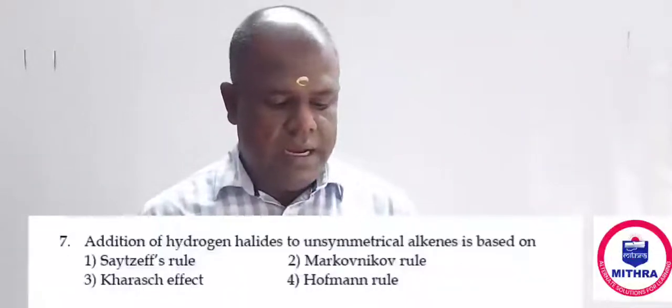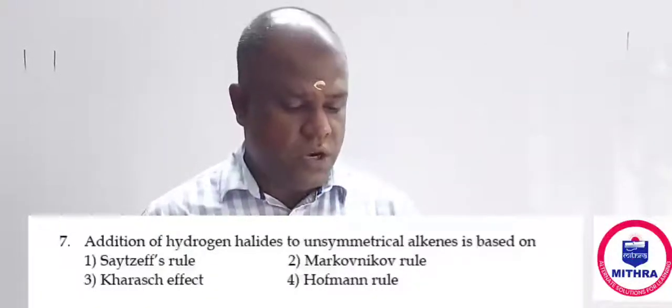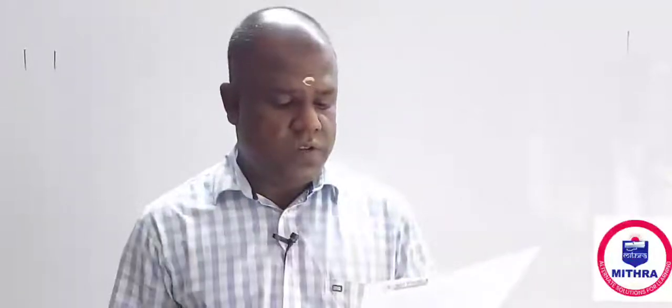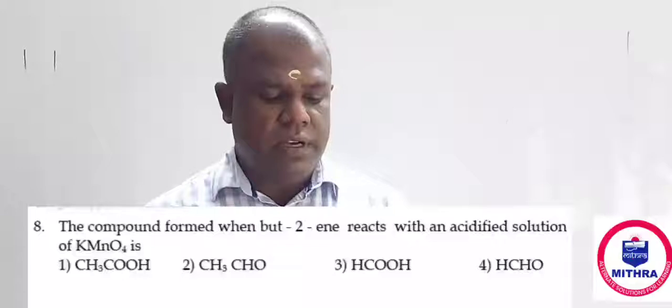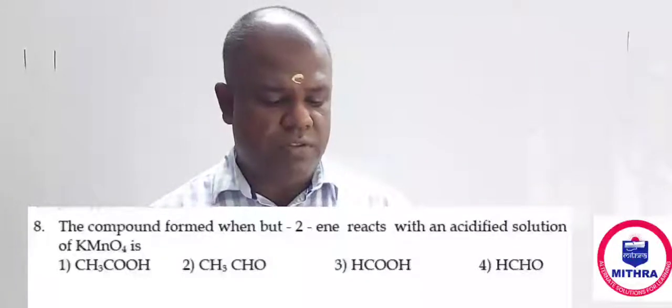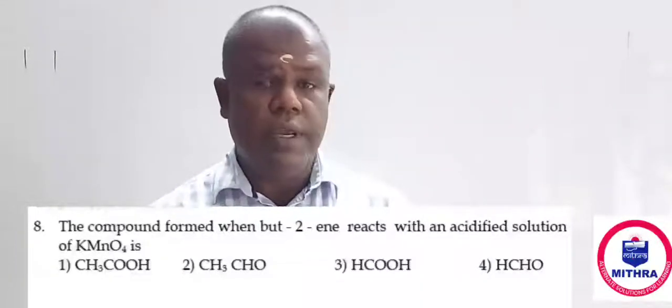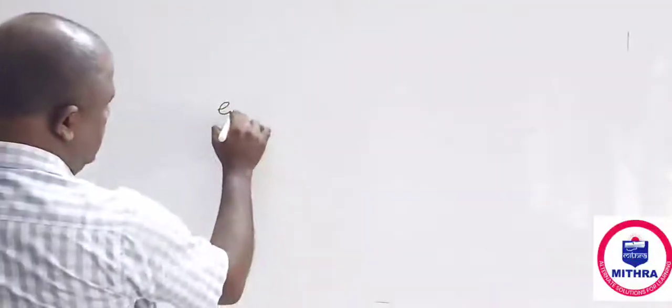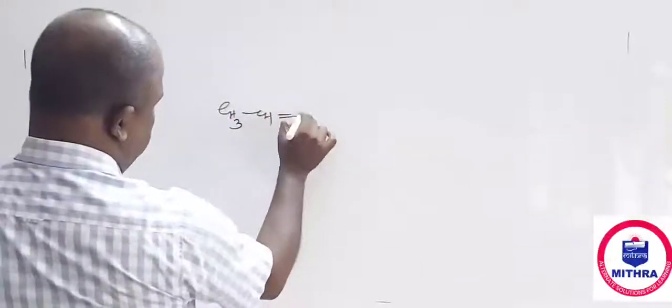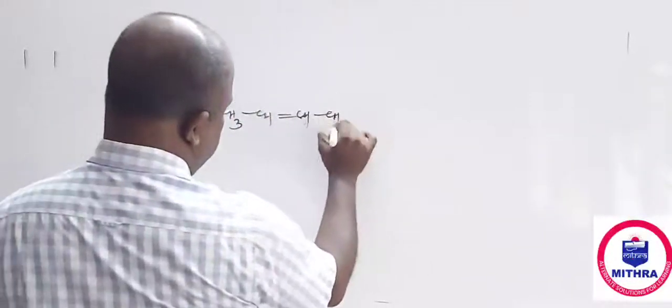Next one. Addition of hydrogen halide to unsymmetrical alkene follows Markovnikov's rule. I think you know what is Markovnikov's rule. Compound formed when butadiene reacts with an acidified solution of KMnO4. Acidified KMnO4 is a stronger oxidizing agent. Butadiene, what is butadiene? CH3, CH double bond, CH single bond, CH3.